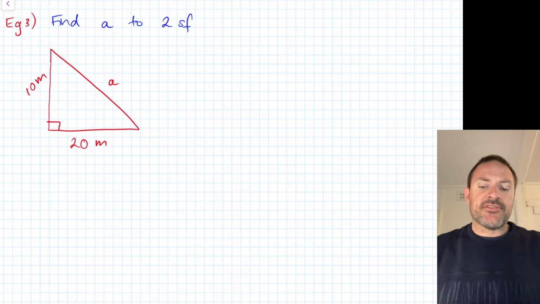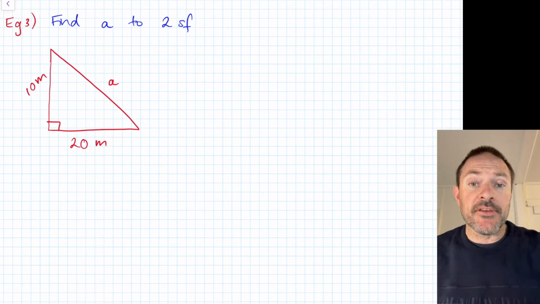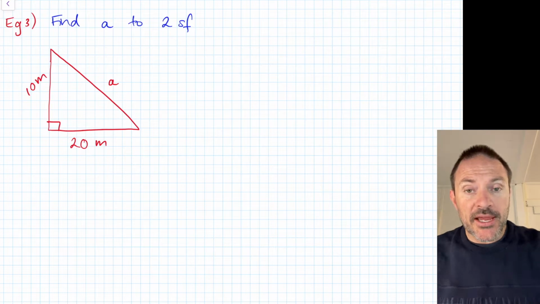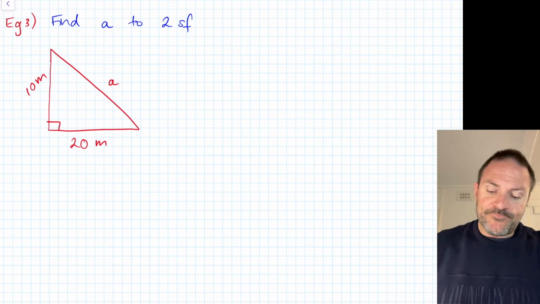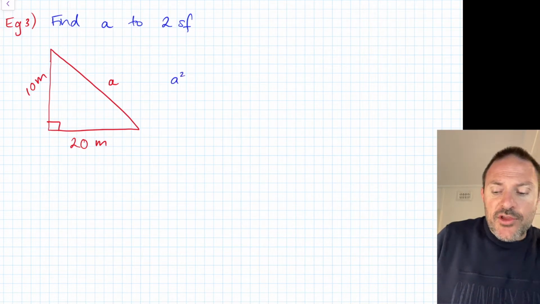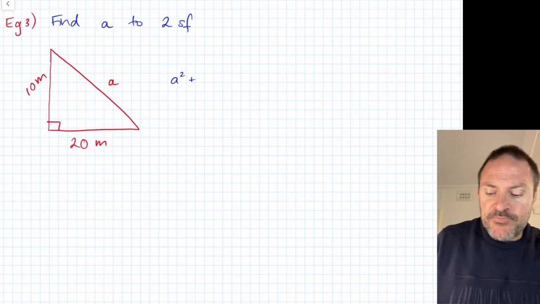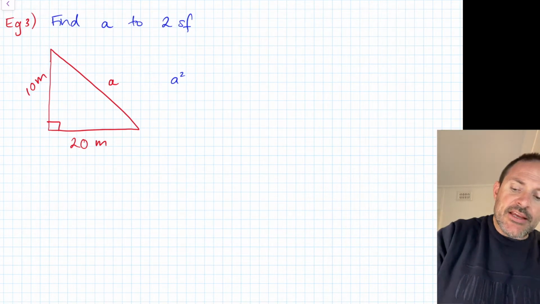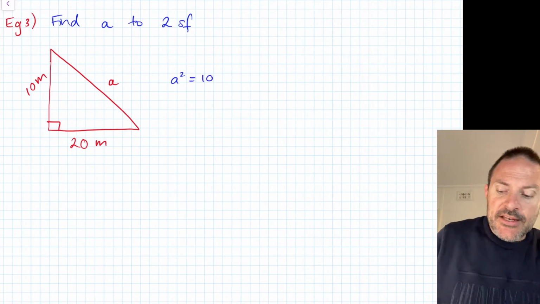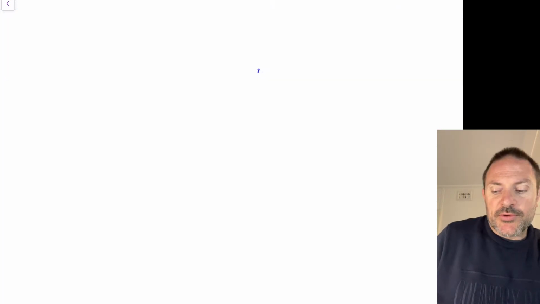How about you pause and have a go at this question? The rounding might trick you a little bit. Remember the significant figures this time, not decimal places. But again, have a crack at it and then see how you go. All right, so your first line that you must have: A squared equals 10 squared plus 20 squared.